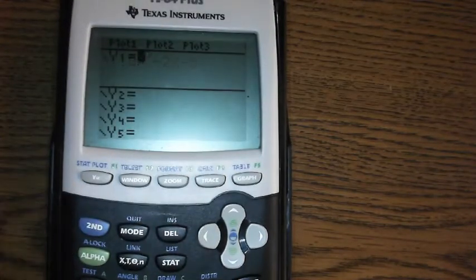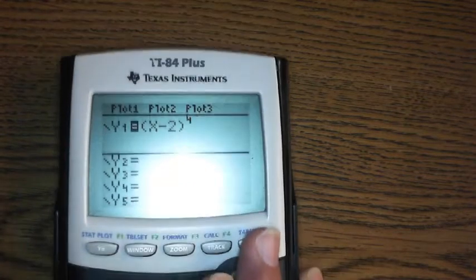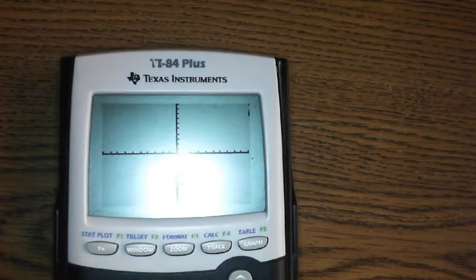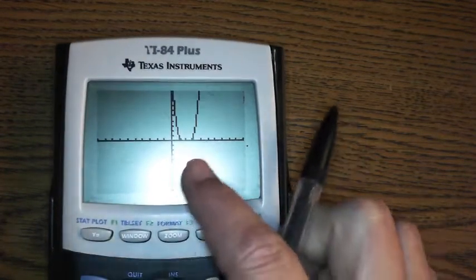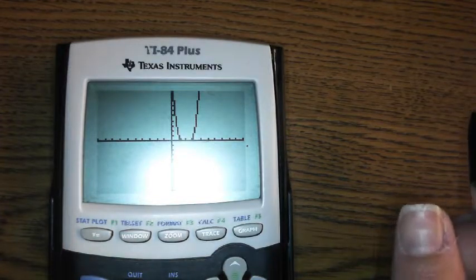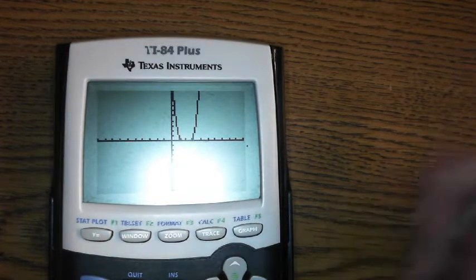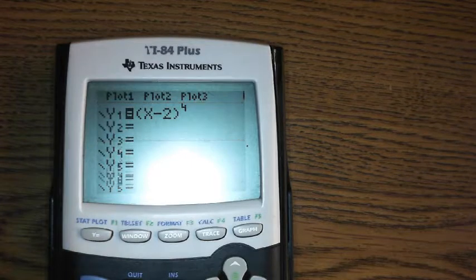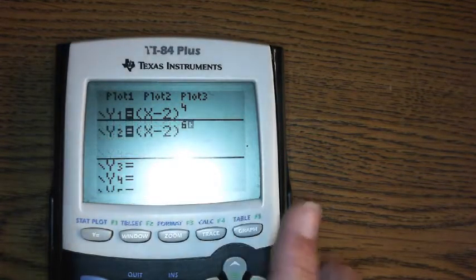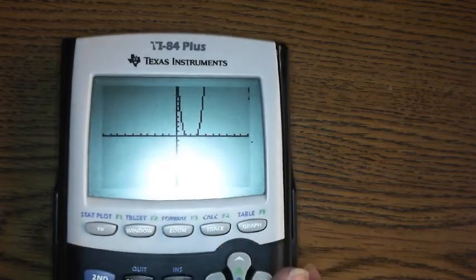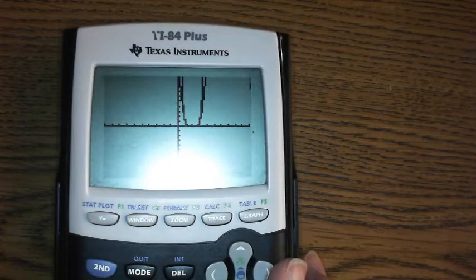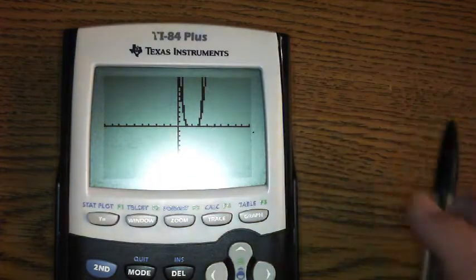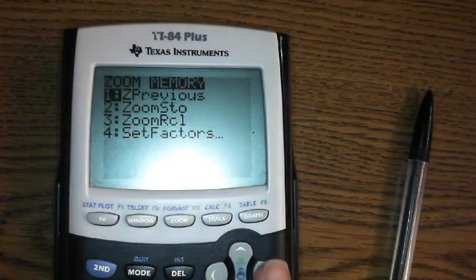It'll become more clear. If I do x minus 2 to the 4th power, it's still going to be a bounce of sorts, but it got a little flatter than a typical parabola. Does that make sense? And if I make it a 6th root, it's going to be a bounce, but it's going to be even flatter.